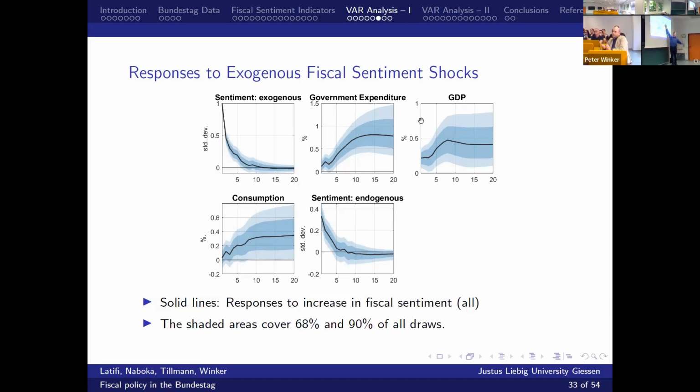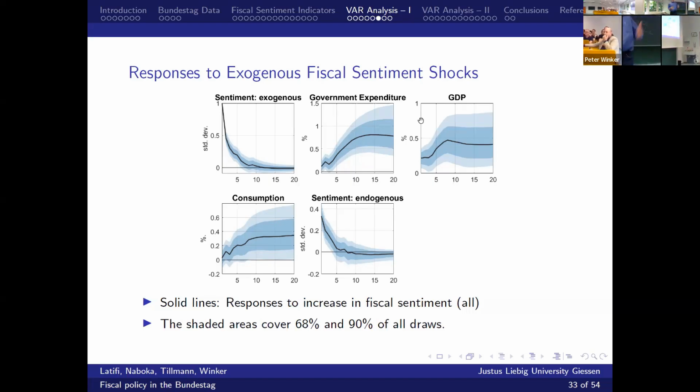If the parliament says, okay, let's spend money, then one standard deviation shock increases GDP within a period of 2 years by 0.5%. That's huge. That's 2%, or it's 60 billion. No, 60 billion euro.